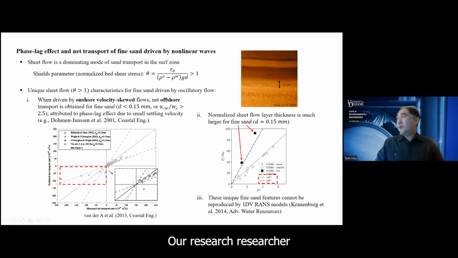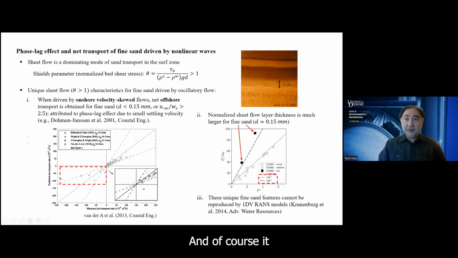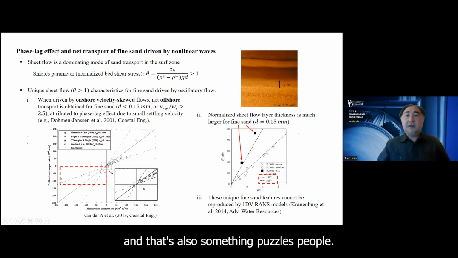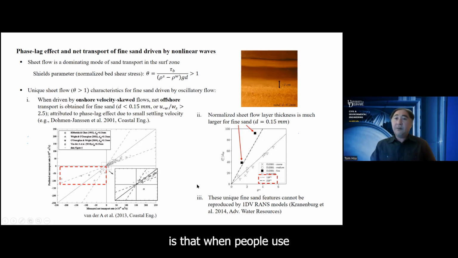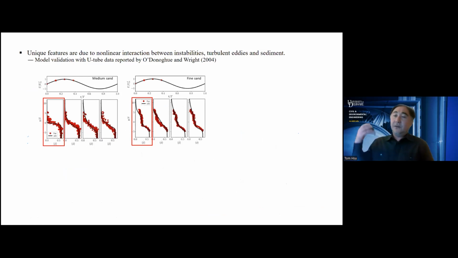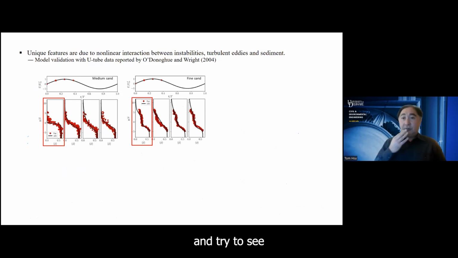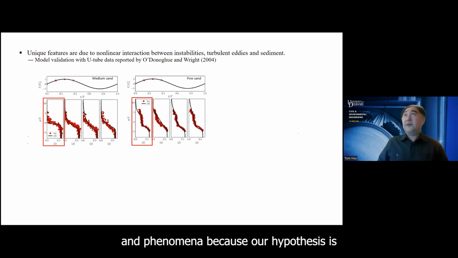Another thing researchers recognize is that for fine sand, the normalized sheet flow layer thickness is much, much larger compared with medium and coarse sand. That also puzzles people. And more importantly, when people use the typical Reynolds-averaged model to model fine sand, they cannot reproduce these two important phenomena. So here, we're trying to use this SedFoam two-phase model, but run with 3D large eddy simulation, and see if we can reproduce the fine sand phenomena.